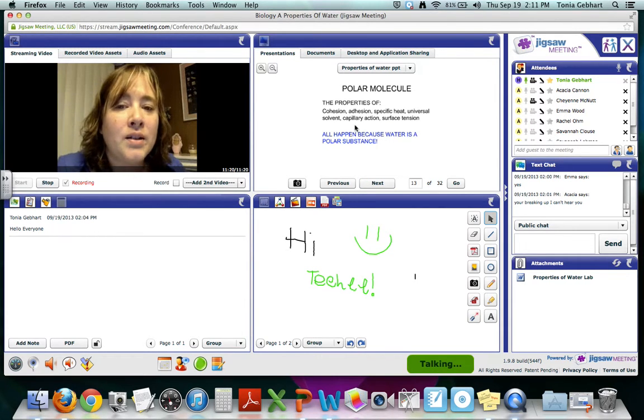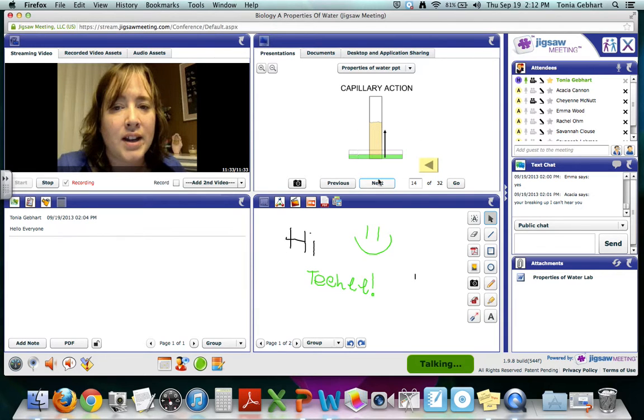Now, because water is a polar substance, it has several different properties that we'll talk about: cohesion, adhesion, specific heat, the fact that it's a universal solvent. We'll look at capillary action and surface tension.